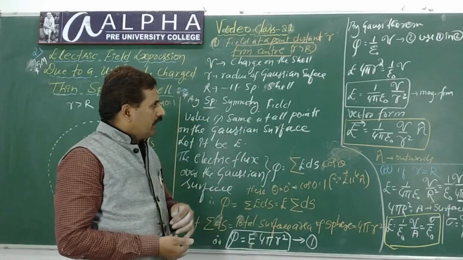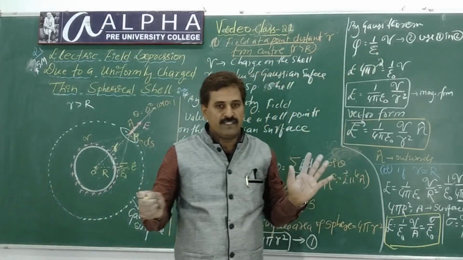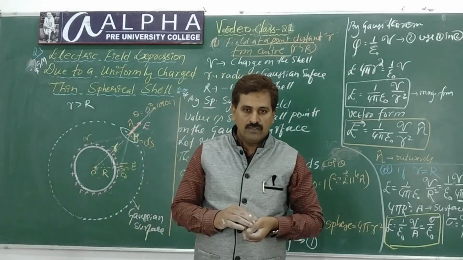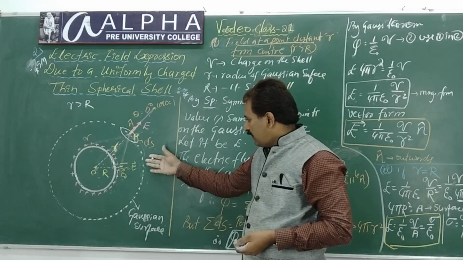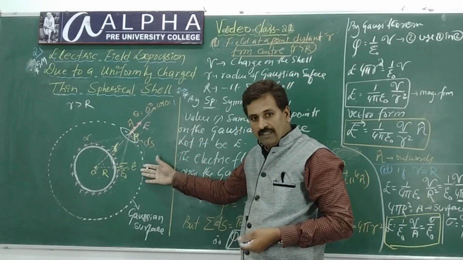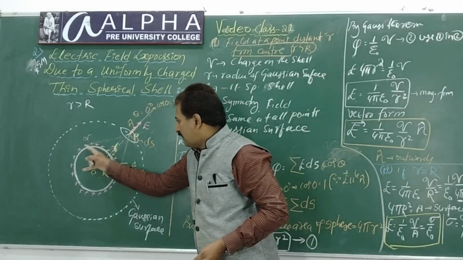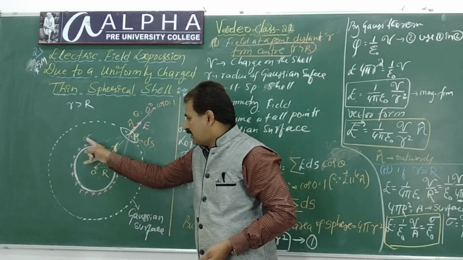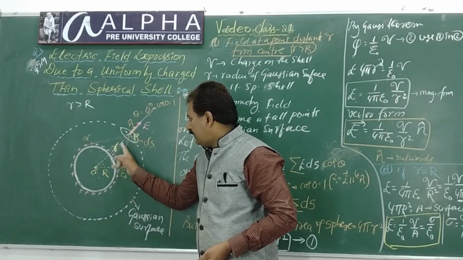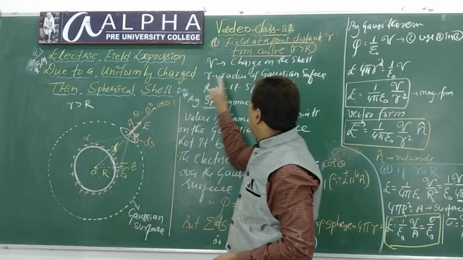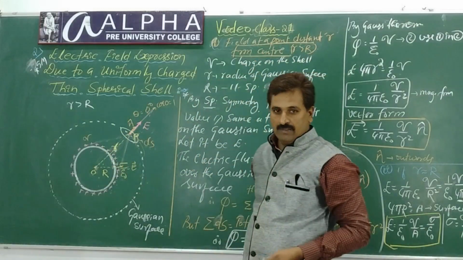Evaluating flux and equating that with 1 by epsilon 0 times charge. Very simple. I hope you have understood. You go through this explanation part. This is the third explanation, that's why you need not listen to the explanation once again. Very simple, right? You consider a spherical charged shell, charge Q, radius R, center O, to find the electric field at point P, distance r greater than R. First case, field at a point distance r, where r is greater than R, means outside.